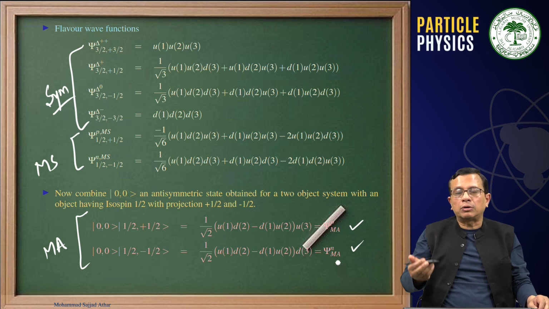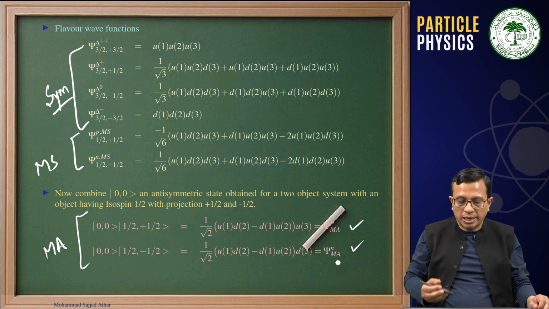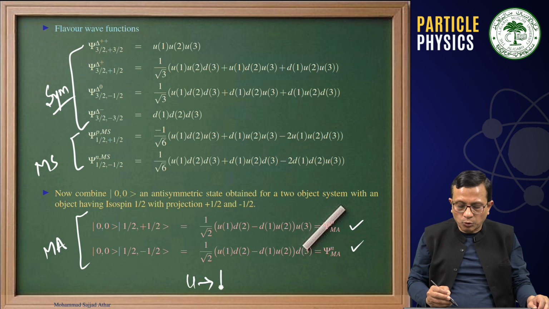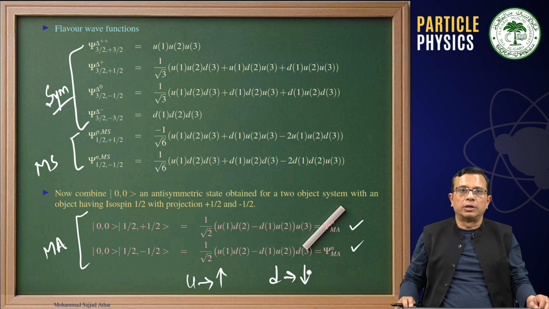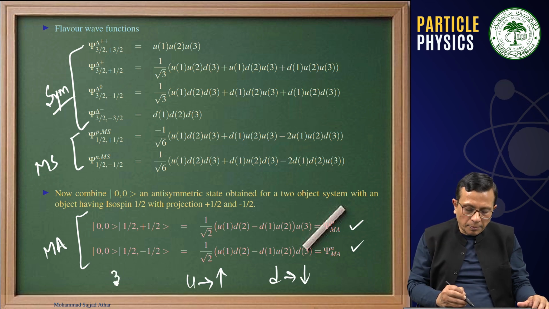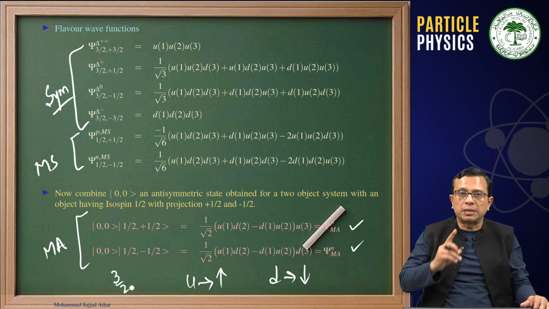Now, when we talk about the spin of the particle, we are just required to replace u by the up spin, and d by the down spin, because if I talk about deltas, they are spin 3/2 particles.